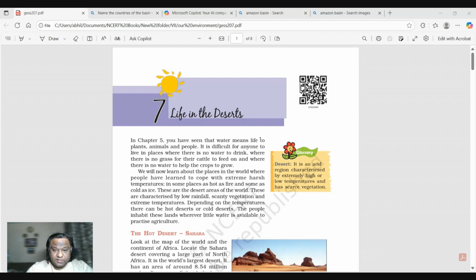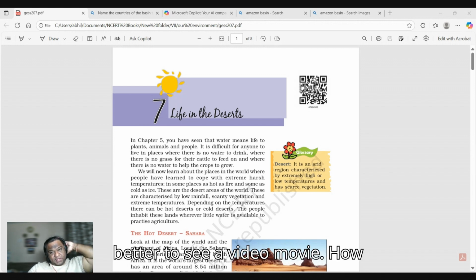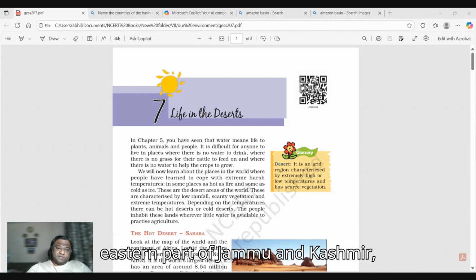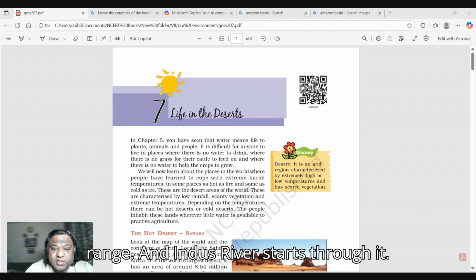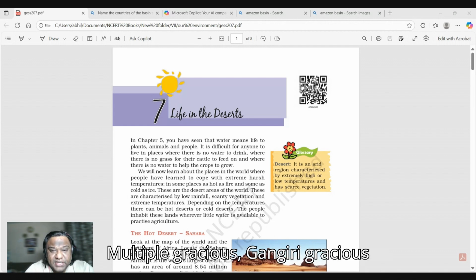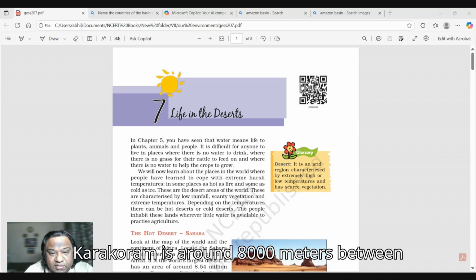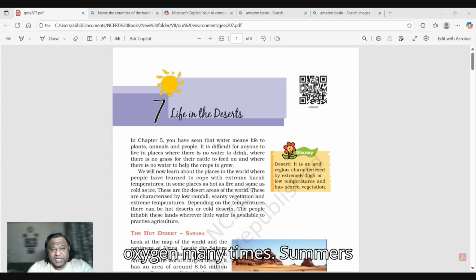and many things we read through books, so to experience the cold desert and their lifestyle, it is better to see a video or movie of how Leh Ladakh people live. So it is a part of Great Himalayas in eastern part of Jammu and Kashmir, bounded by Karakoram Range and Zanskar Range. And Indus River starts through it. Multiple glaciers, Gangri glaciers, and it is around 3,000 meters height, and Karakoram is around 8,000 meters. Between that, very thin air, absence of oxygen many times.